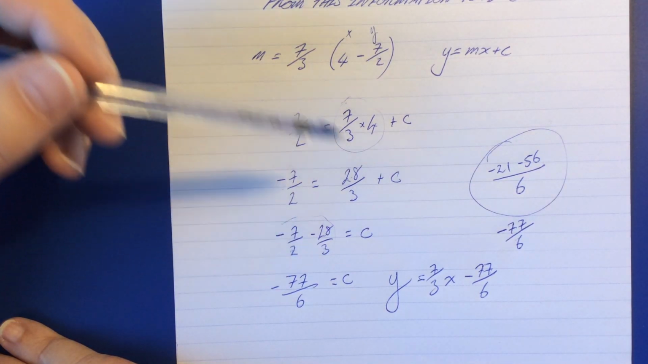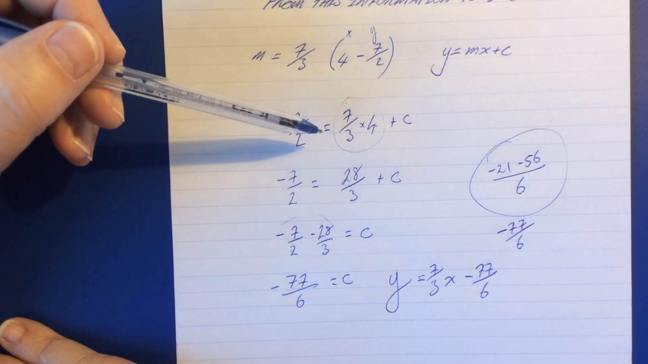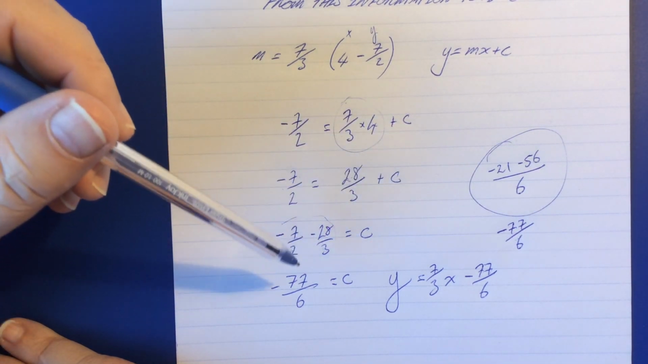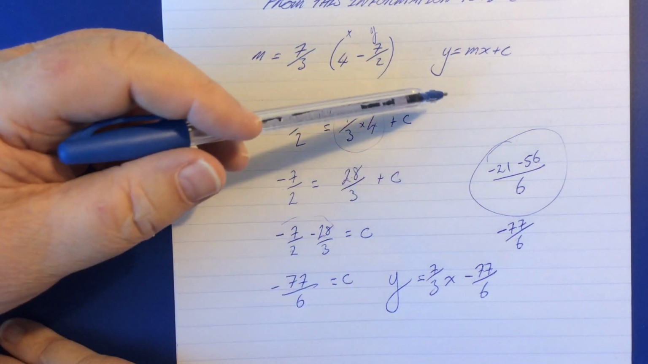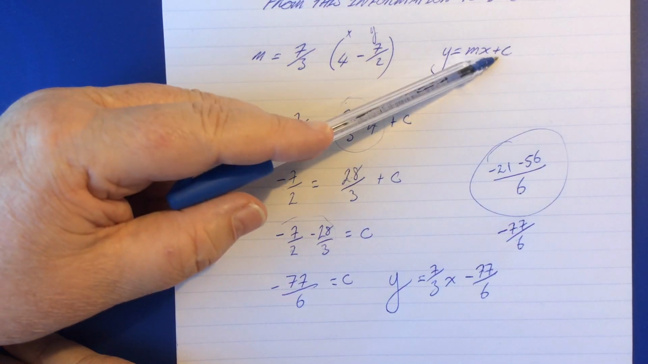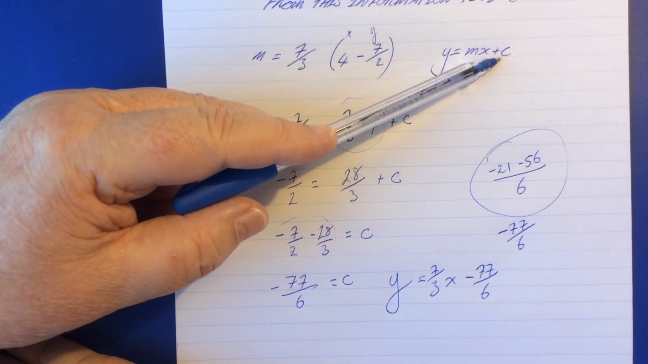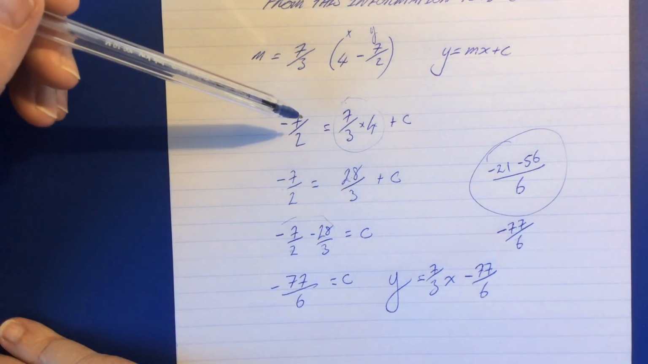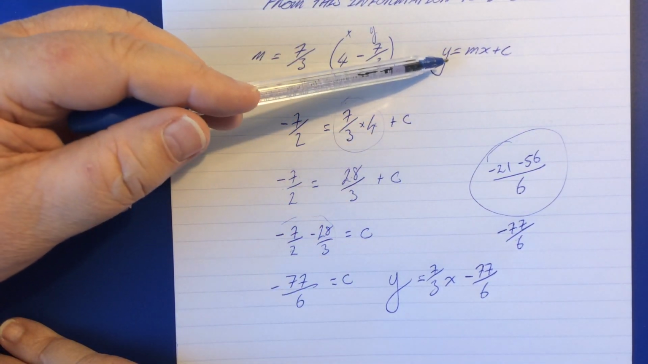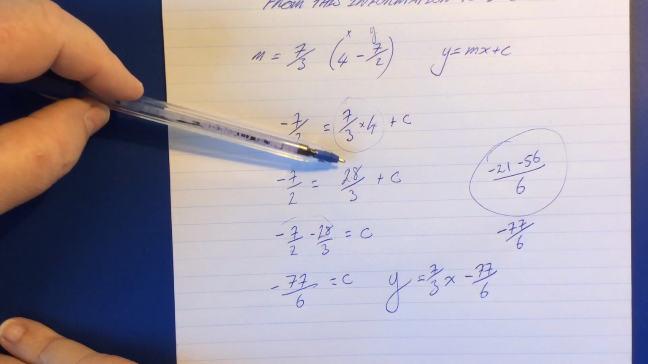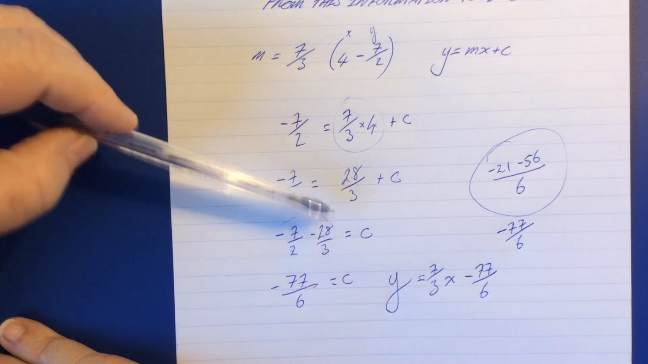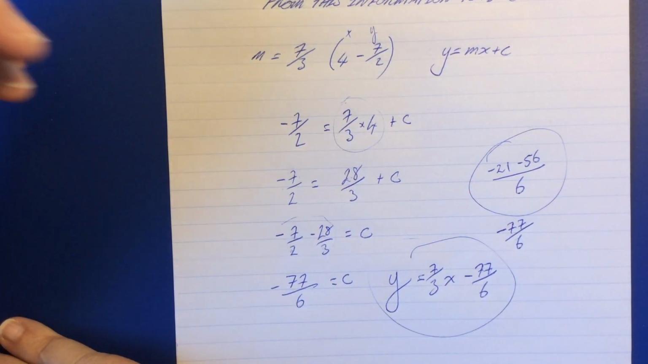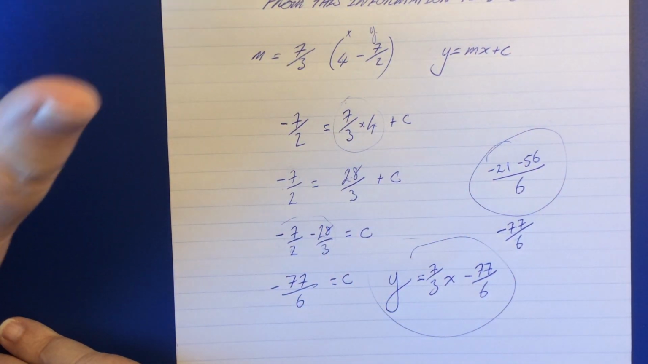But again, what this was really about was dealing with the fractions rather than the process of finding out what C is. That's kind of incidental. By the time you're looking at a problem like this, you should know how to do it. And what's really of interest is what happens down here. Anyway, that's our answer. C is equal to negative 77 on 6.